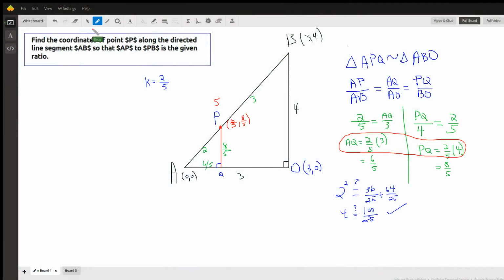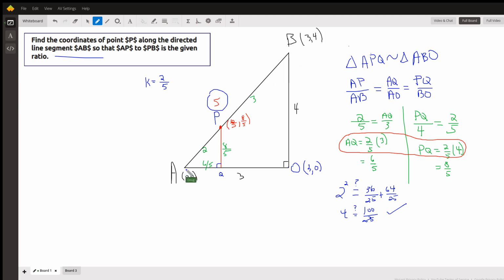Start with the simple 3, 4, 5 right triangle to explain this problem. We've got a right triangle, ABO, where the coordinates of the vertex A are 0, 0, and the coordinates of B are 3, 4. So we've got a 3, 4. That means by the Pythagorean theorem, the length of the hypotenuse AB is 5.